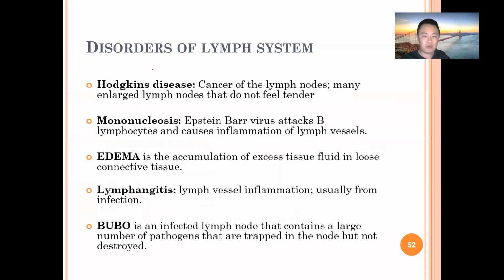Disorders of the lymph system here, we've got Hodgkin's disease, which is the cancer of the lymph nodes, mainly enlarged lymph nodes that do not feel tender here. Mononucleosis, or the kissing disease here, Epstein-Barr virus attacks the B lymphocytes and causes inflammation of the lymphatic vessels. Edema is the accumulation of excess tissue fluid in loose connective tissue. You've got lymphangitis here, where the lymph vessel inflammation, usually due to an infection. And bubo is an infected lymph node that contains a large number of pathogens that are trapped in the node but not destroyed.